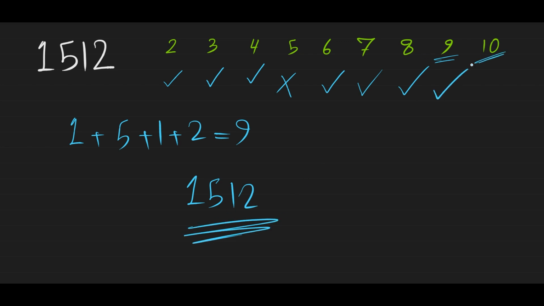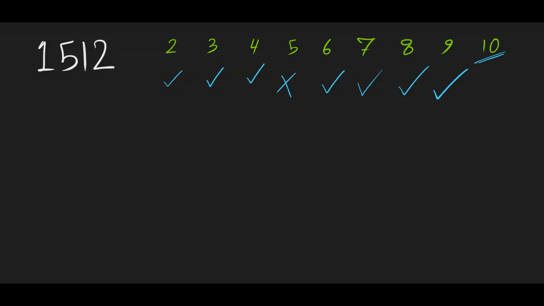Let's go for the last one. This one is an easy one. How do you know if a number is divisible by 10? Well, if it ends in a 0, it's divisible by 10. It's that easy. So 1512 ends with 2, so it's not divisible by 10.